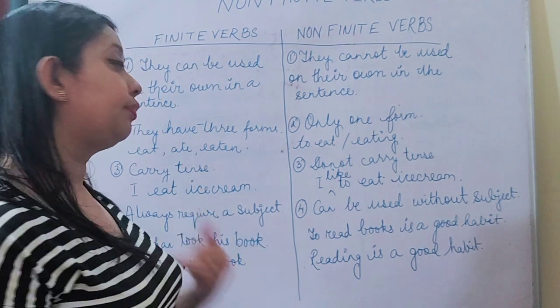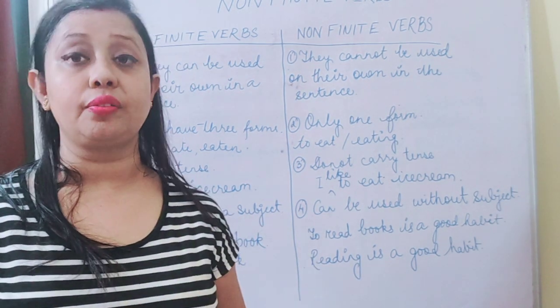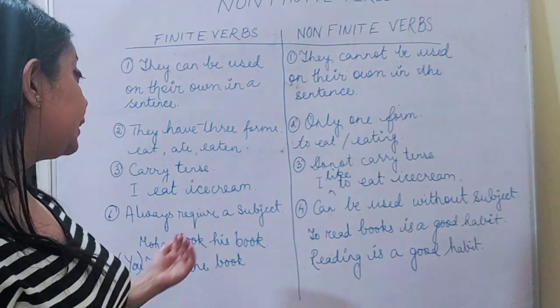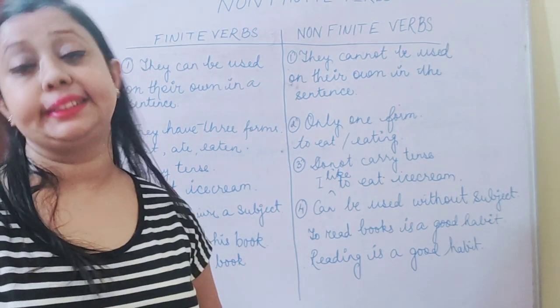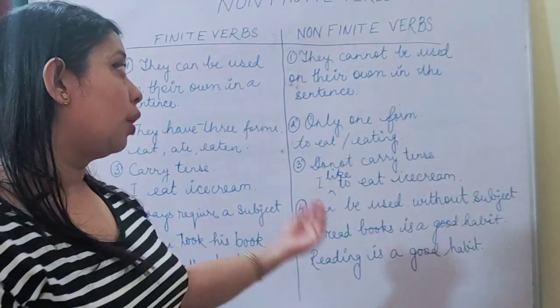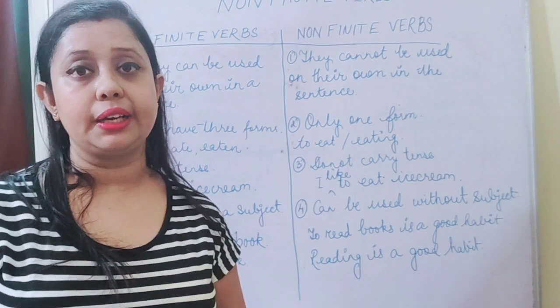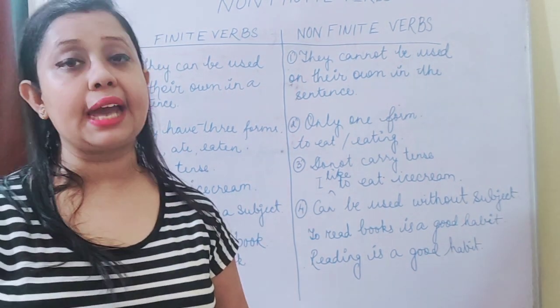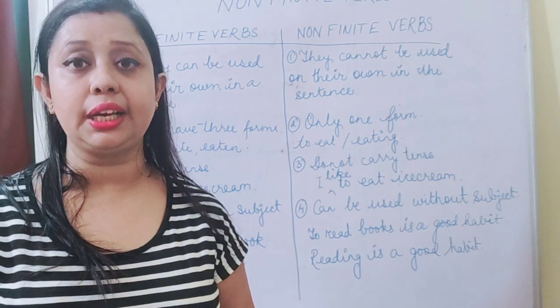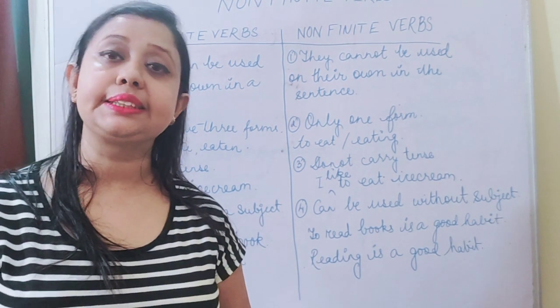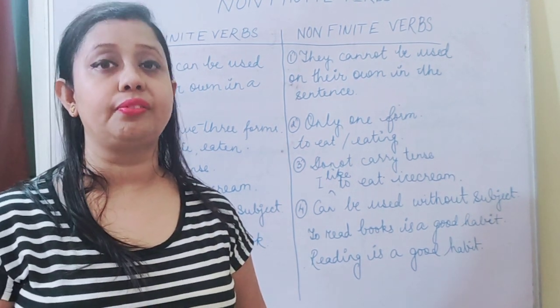Therefore, the fourth difference between finite and non-finite verbs is that finite verbs always require a subject, whereas non-finite verbs do not require one. So my dear students, with that I shall wrap up my class today. In my next video, I shall start with the kinds of non-finite verbs.